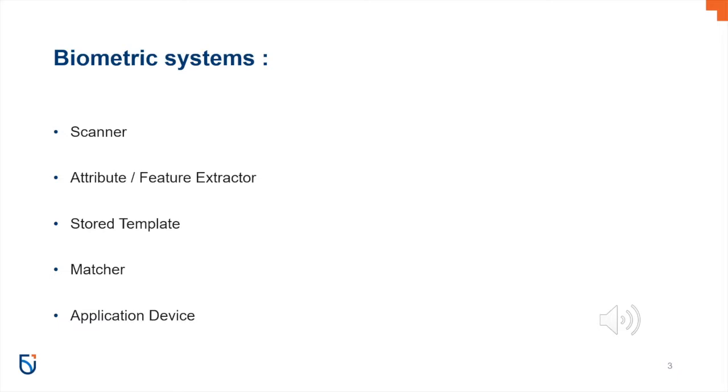The matcher is the most important module because it receives a feature set from the feature extractor module and compares it with the templates stored in the database. Match scores are generated after each comparison, and once all the comparisons are done, the matcher processes these match scores and determines whether the identity of an individual is authentic or not. The application device receives a Boolean answer from the matcher and acts accordingly, denying or granting the access.